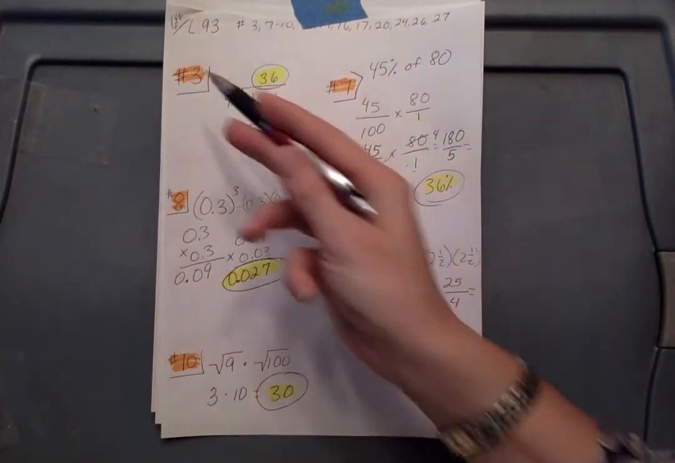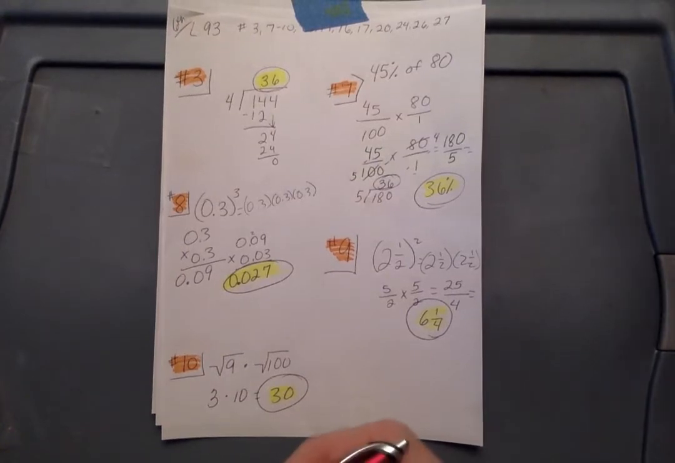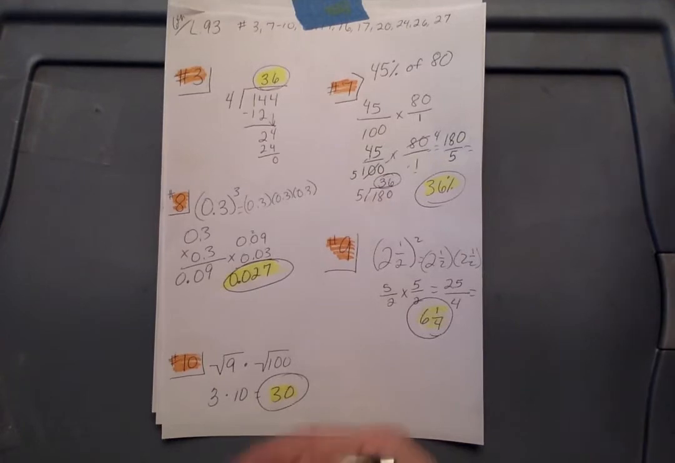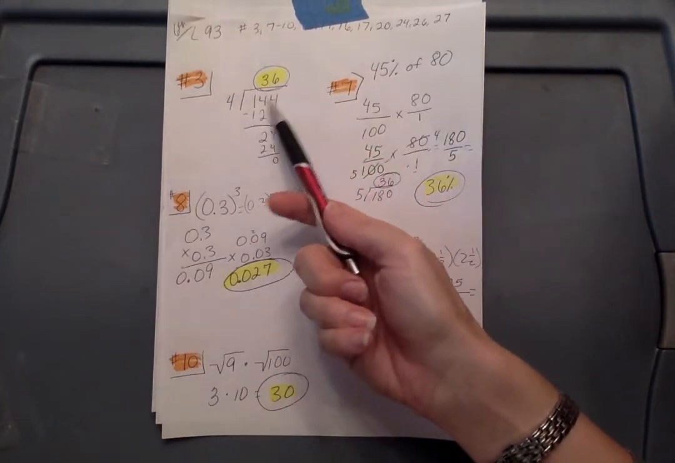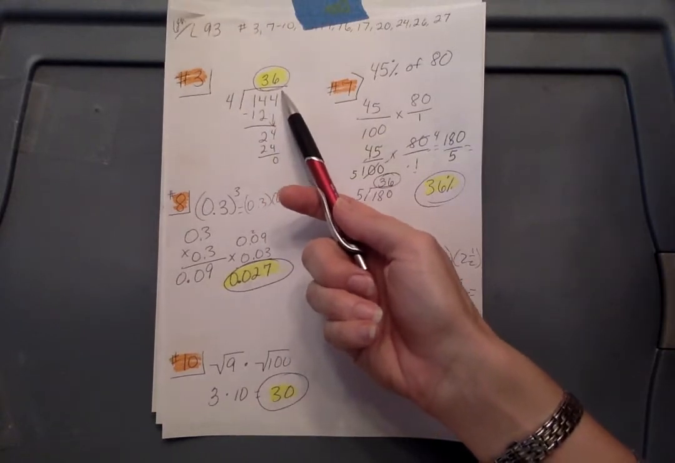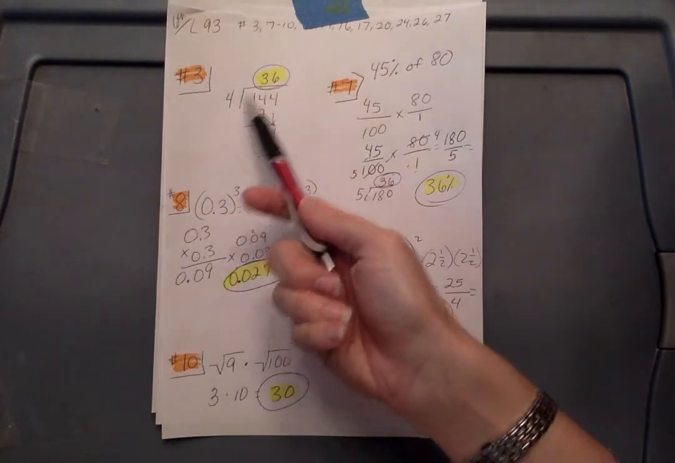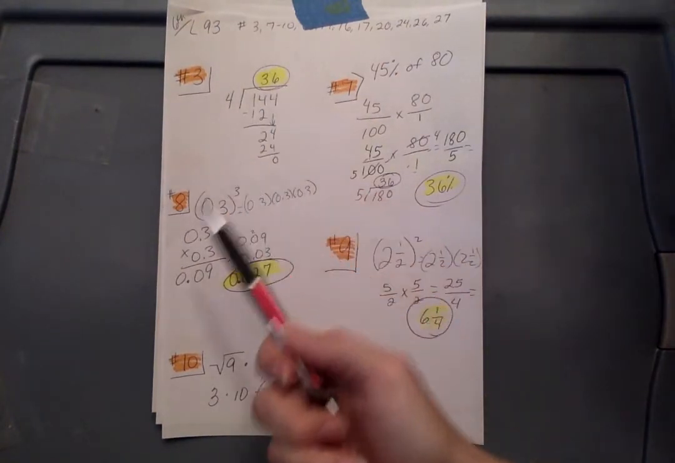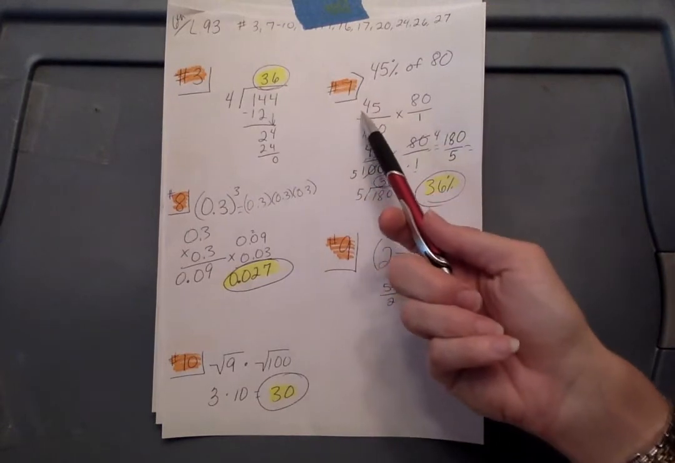Okay? Our first one was problem number 3. Problem number 3 said, the sum of four numbers is 144. What's the average? Well, to get an average, we add our numbers together. Well, they already did it for us. They told us the sum was 144. So we'll divide by the four numbers. 144 divided by 4 gives us an average of 36.